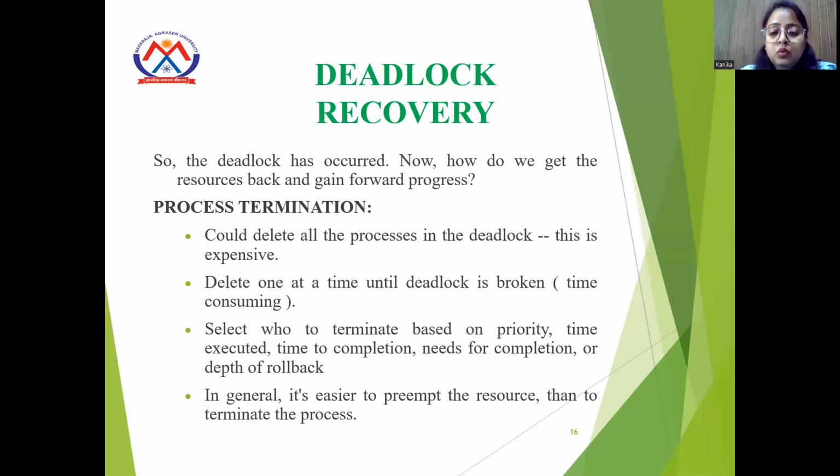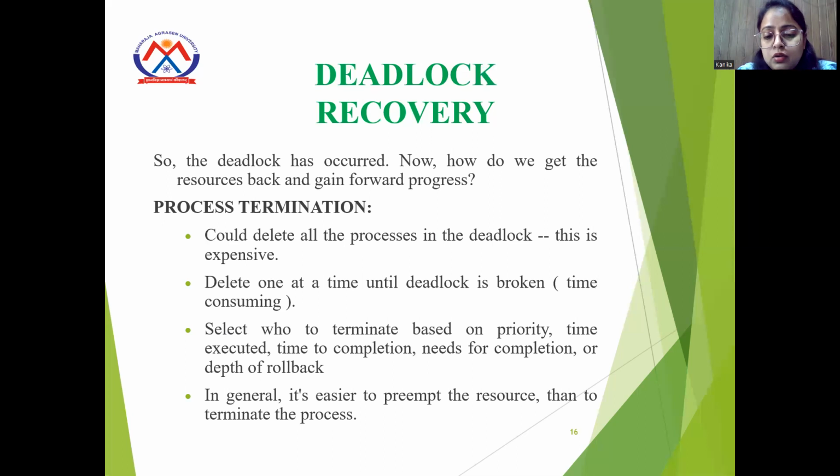Next is select who to terminate based on priority. We can terminate processes based on their priority numbers. As you can see, we provide priority numbers to our processes by which they get executed. Other criteria are time executed, time to completion, needs for completion, or depth of rollback. These are all the methods of how we can terminate processes to recover from the deadlock situation.